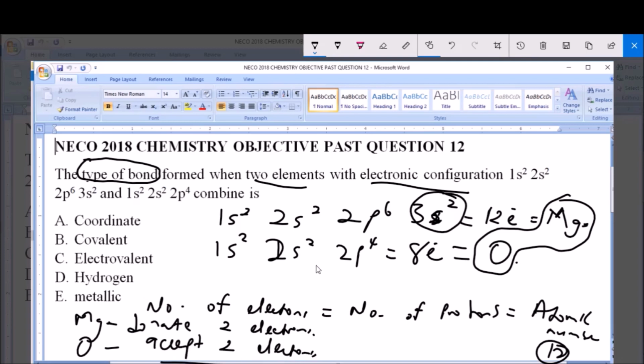And we are made to understand that the type of chemical bonding formed by donation of electrons by a metal, which is then accepted by a non-metal, is known as electrovalent or ionic bond. So electrovalent or ionic bond is the type of bond that will be formed between elements with these electronic configurations. An electrovalent bond is option C, which is the correct answer to this question.